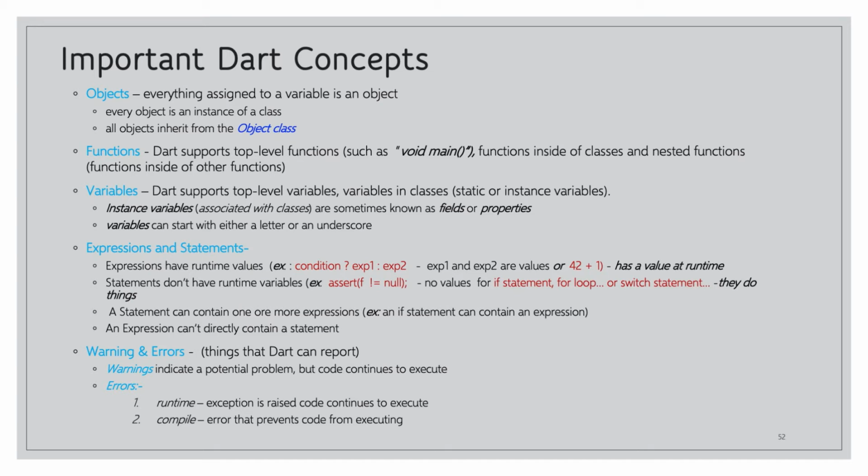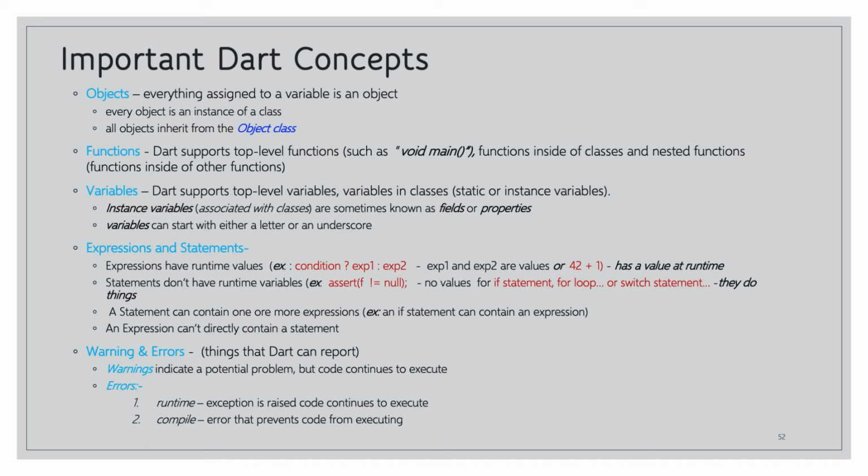Dart supports top-level variables, as well as variables in classes, like static or instance variables. Instance variables, or ones associated with classes, are sometimes known as fields or properties. We'll get more to that when we get to object-oriented programming. Variables can start with either a letter or an underscore, but nothing else.